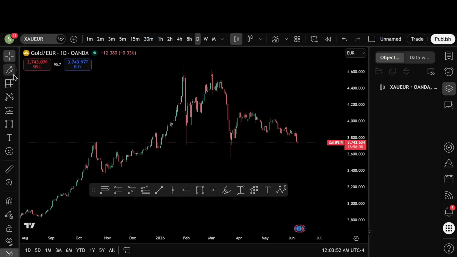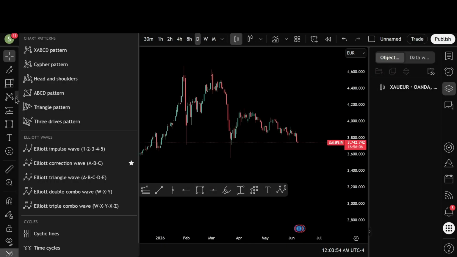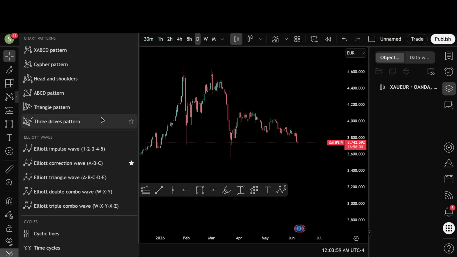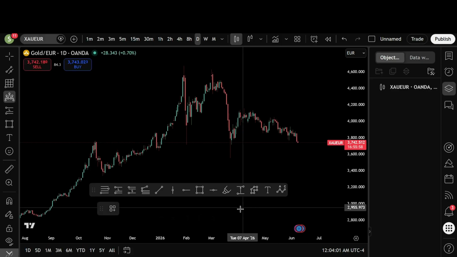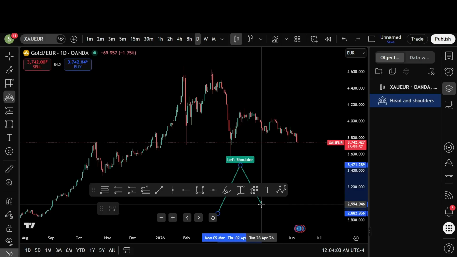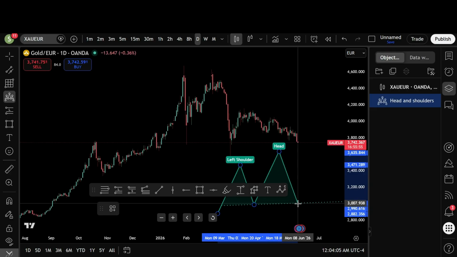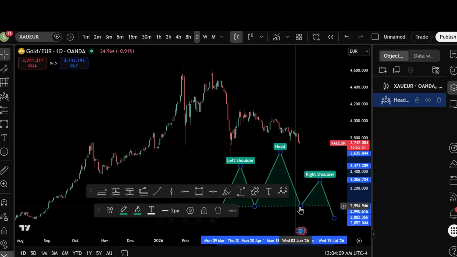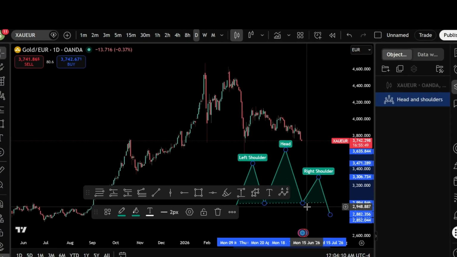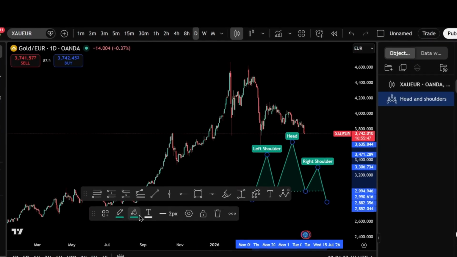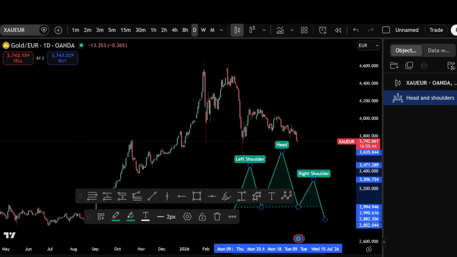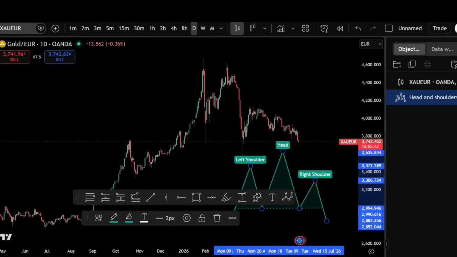Next is the Chart Patterns and Elliott Waves section on TradingView. Here, you can add common price patterns like ABCD, head and shoulders, triangles, and cipher patterns. You can also use Elliott waves to track impulse and correction waves, plus cycles to see repeating time patterns. If you're new, don't worry about using all of them right away. Just start by recognizing a few simple patterns first.